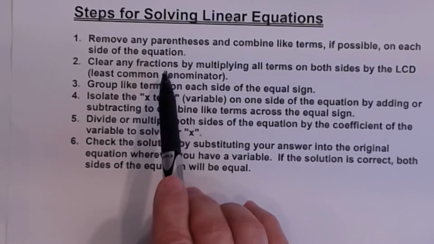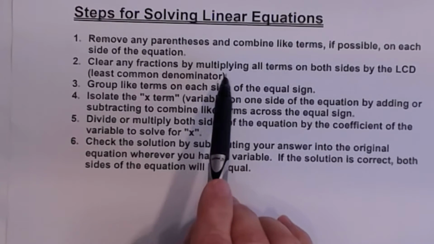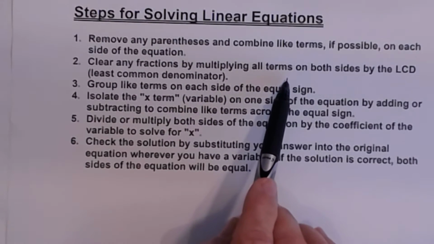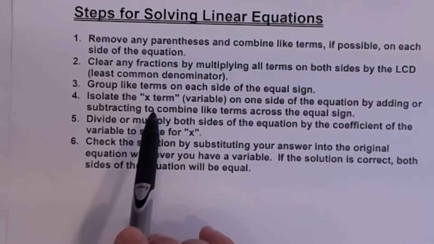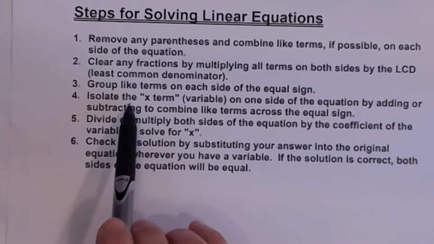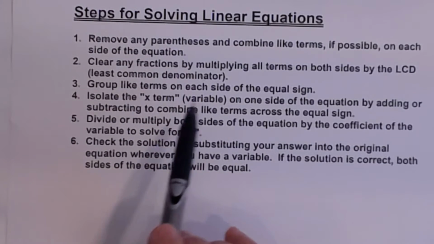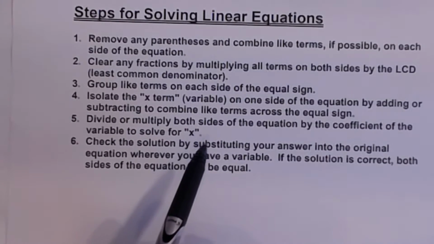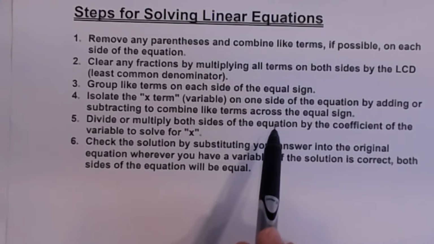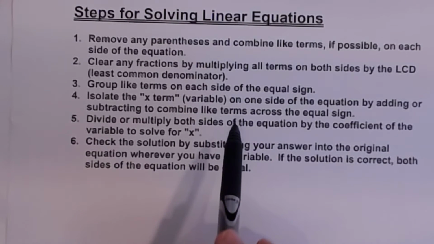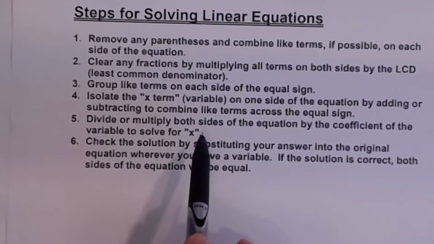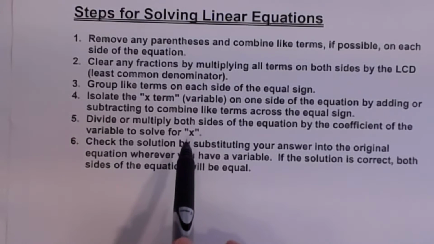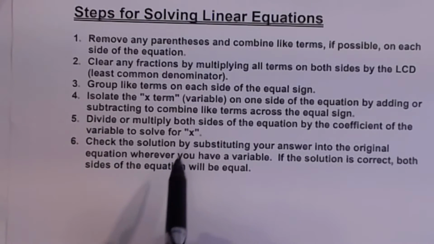Then if you have any fractions, you're going to clear any fractions by multiplying all terms on both sides by the least common denominator. Then you're going to group like terms on each side of the equal sign. And then you're going to isolate the x term, the variable term, on one side of the equation by adding or subtracting to combine like terms across the equal sign. And then you're going to multiply or divide both sides of the equation by the coefficient of the variable to solve for the variable term, whether it's x, y, whatever the variable may be.